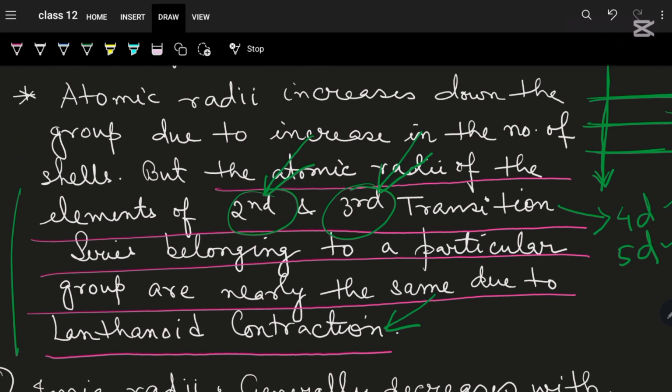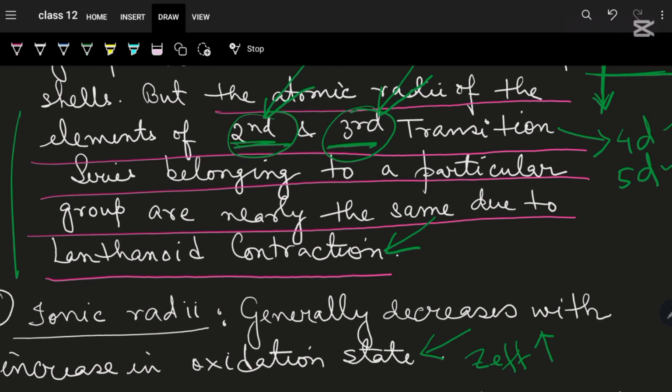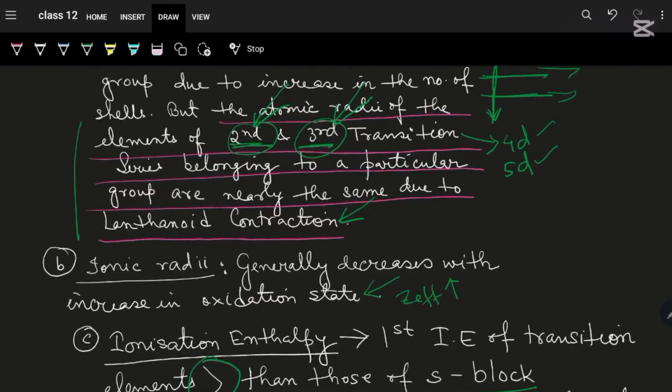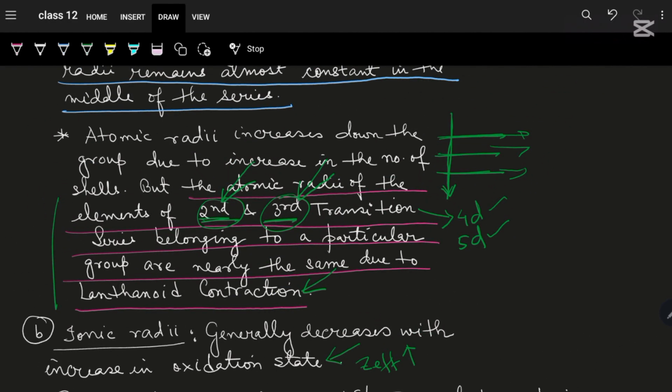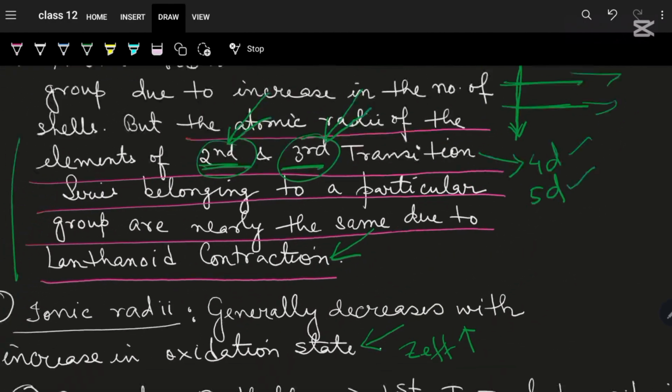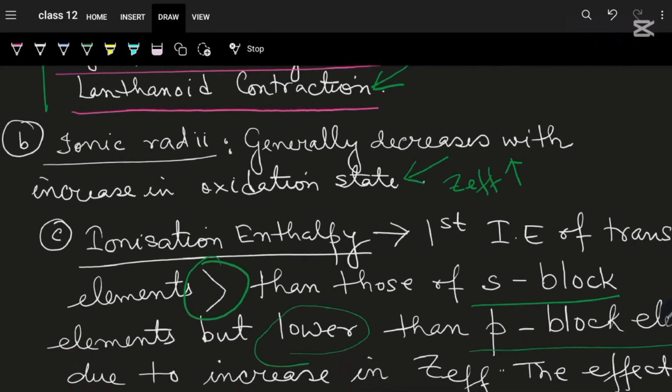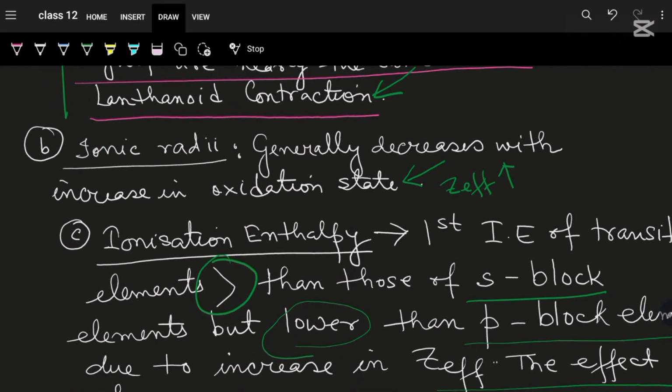But the atomic radii of the elements of second and third transition series belonging to a particular group are nearly the same. Why? Due to lanthanoid contraction, which we are going to see again, which I told regarding the poor shielding effect. We'll see in the lanthanoid series what is happening in the shielding effect.